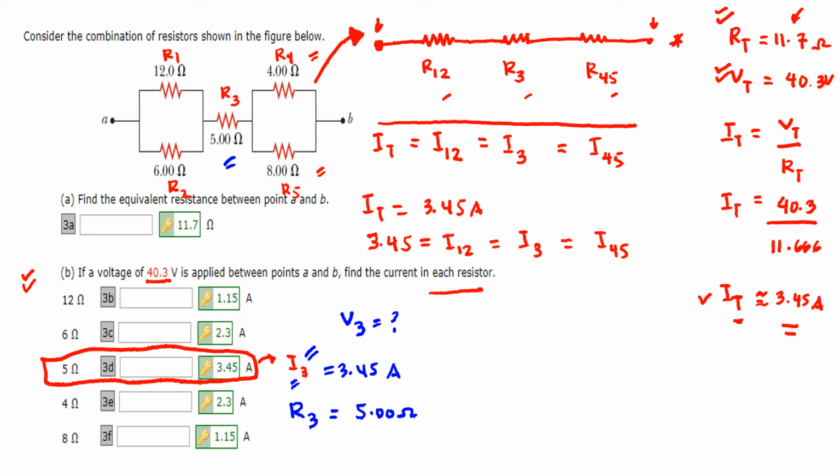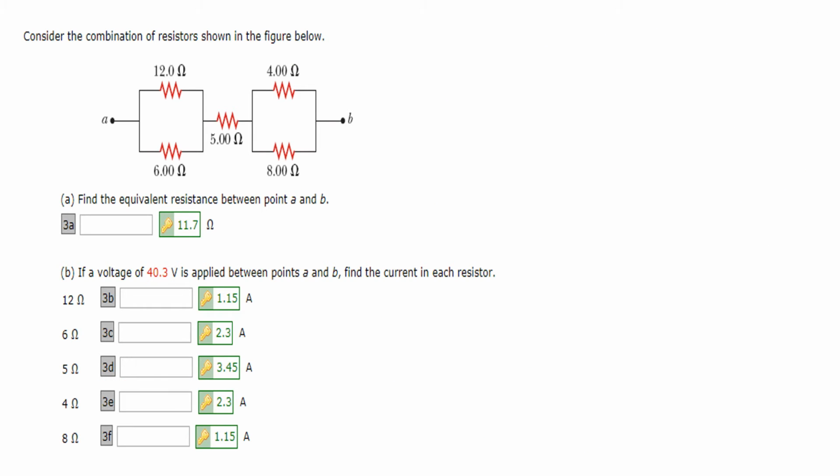How? We just have to use Ohm's law. V3 is equal to, according to Ohm's law, I3 multiplied by R3, and that would be equal to the current, 3.45, multiplied by the resistance, which is 5 ohms. Then our V3 is equal to 17.25 volts. So we have solved for the current that passes through R3, which is the 5 ohm resistor.